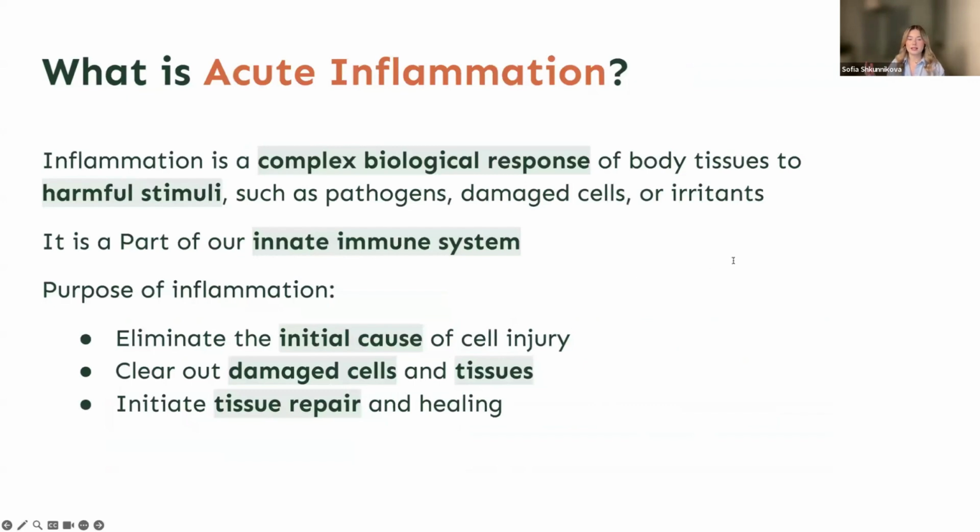So what is acute inflammation? What's inflammation in general? It is a very complex biological response, as you'll see just now, of body tissues to harmful stimuli, such as pathogens and damaged cells or irritants. And acute inflammation is part of our innate immune system. And its purpose is, as we just mentioned, to eliminate the initial cause of injury, to clear out damaged cells and tissues, and also to initiate tissue repair and healing.